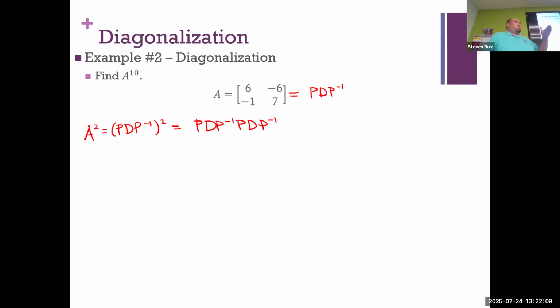If I lay out those 6 matrices like that, do you notice anything? These become the identity. So what I'm left with is P, D squared, P inverse. Does that make sense that I'm allowed to do that? What if I were to lay 10 of those out side by side by side?